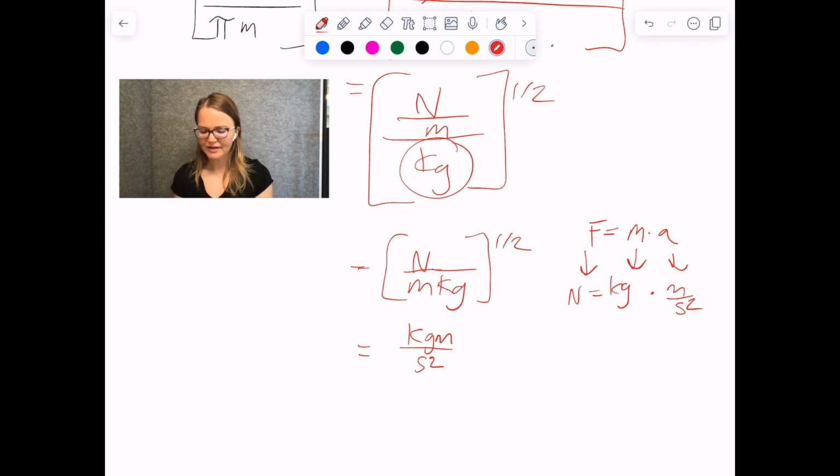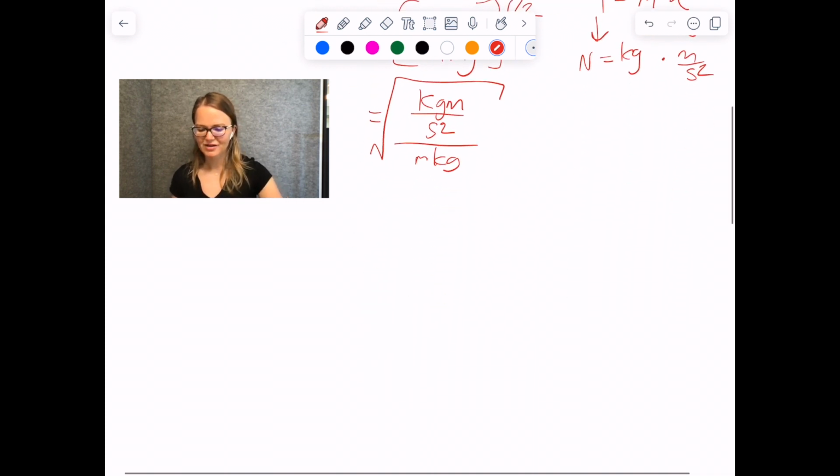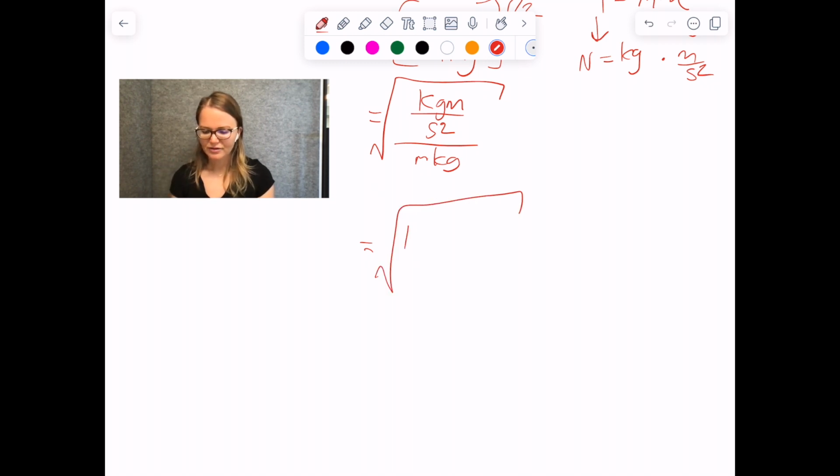Okay, so we said that's our newtons, and then we're going to divide by meters per kilograms, and we're going to take the square root of this whole thing. Let's go ahead and simplify some more. We said that dividing by anything is like multiplying by its reciprocal. So now we're going to get kilograms times meters over seconds squared, and we're going to pull up this part. So we're going to get times 1 over meters per kilogram.